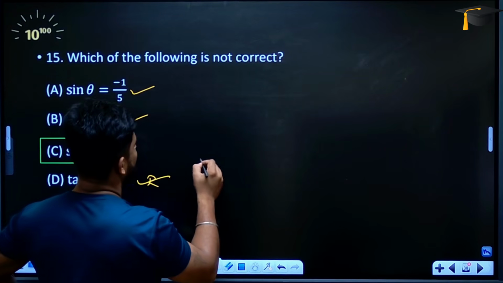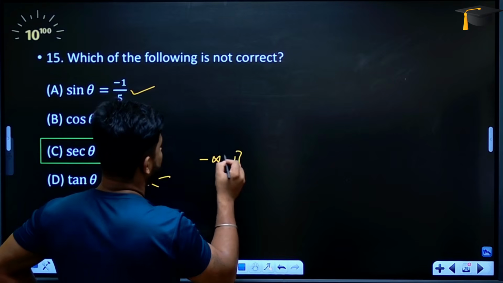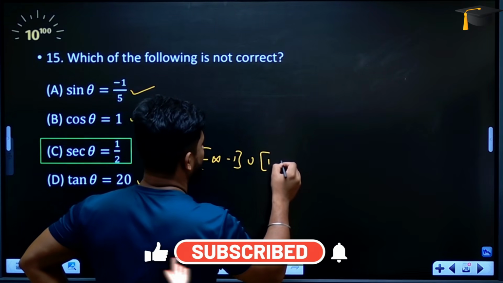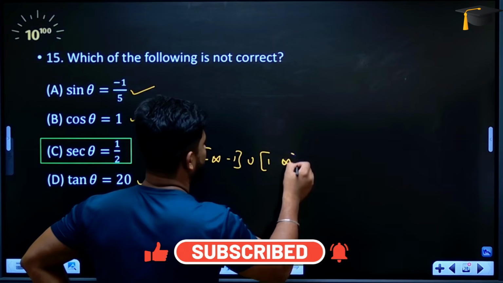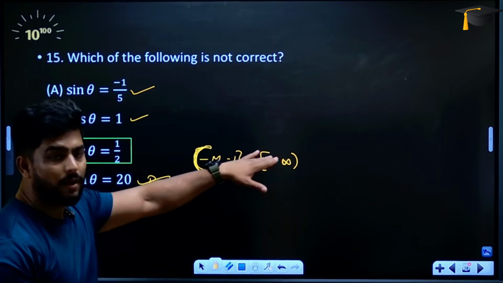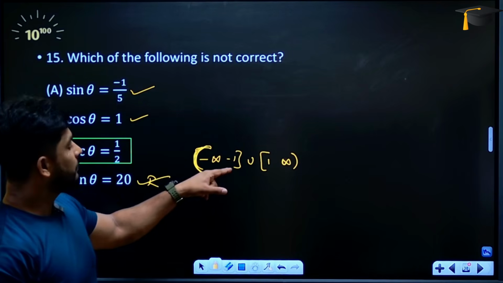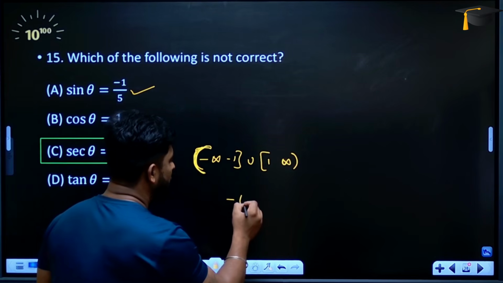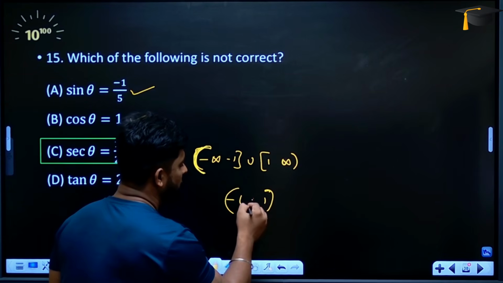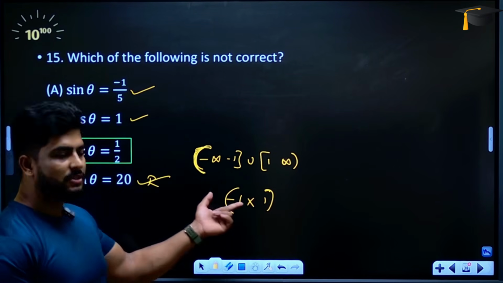secant inverse x is -infinity to -1 union 1 to infinity. Okay, this is actually wrong bracket. Sorry. This is wrong bracket. Okay, this is the ರೇಂಜ್ ಆಫ್ ಸೆಕೆಂಡ್ ಇನ್ವರ್ಸ್ ಆಯ್ತಾ. ಈ -1 ಇಂದ +1 ತನಕ ಮಧ್ಯ ಬರಬಾರ್ದು ಇದು, ಅಂದ್ರೆ ಈ ತರ ಇದೆ, ಇದ್ರೊಳಗೆ ಬರಬಾರ್ದು. ಓಕೆ, ಈ 1/2 comes in between -1 to 1, right?